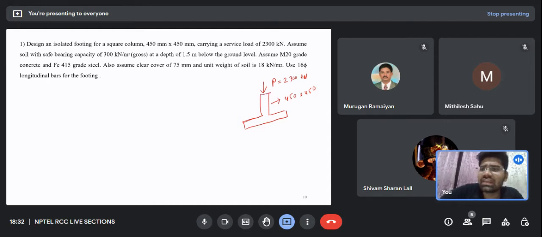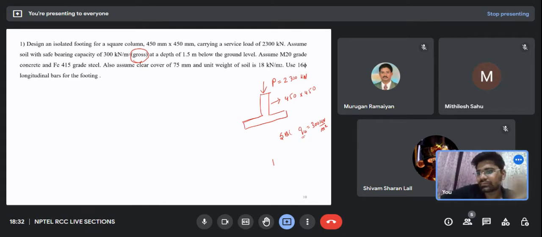So what they are saying is, the safe bearing capacity, that is the SBC, or what you call Q, is 300 kilonewton per meter square for the soil. Safe bearing capacity they have already given me, but please note down this term which is given in the bracket, gross. So they want us to take the Qu as the gross pressure of the soil. What does gross pressure mean?